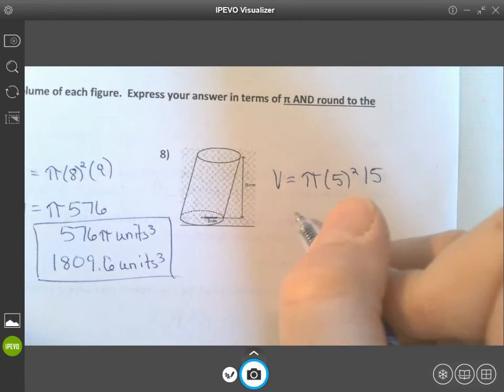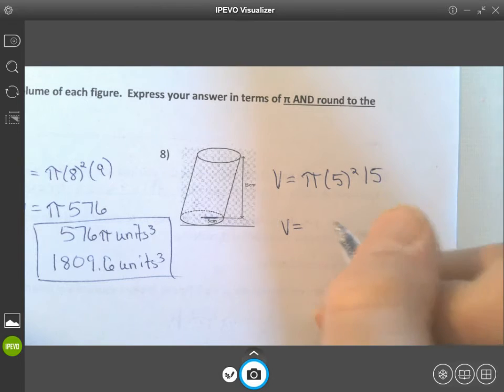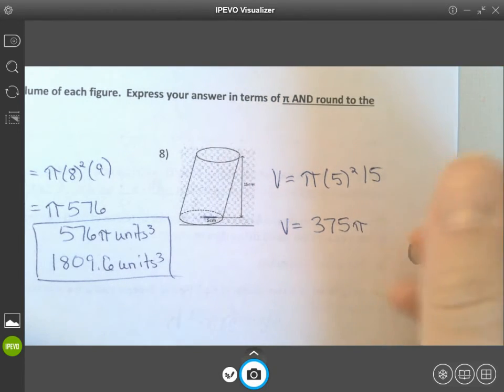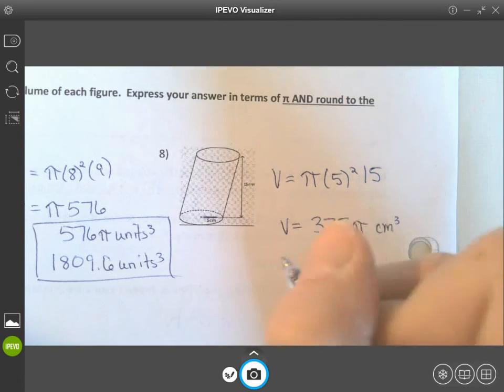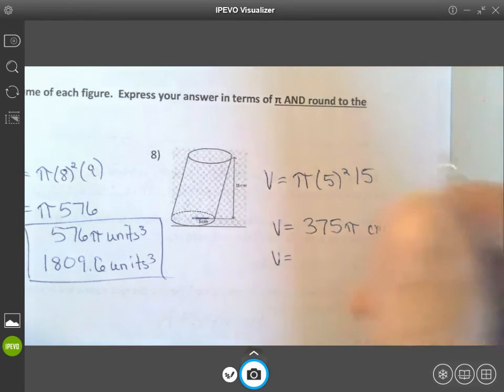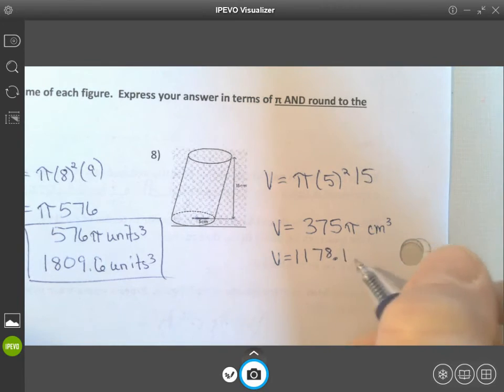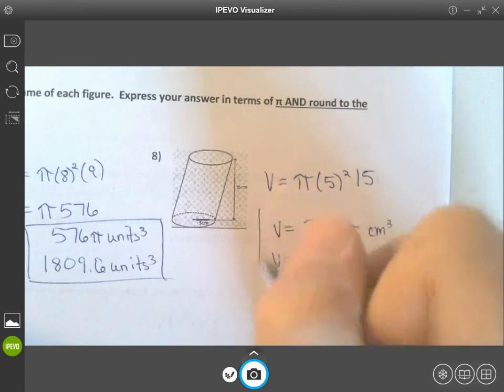All right, throw that in the calculator. What is the exact volume? See if we agree. 375 pi. Yep, and what will we label this one? It does say centimeters, so centimeters cubed. What is the approximate volume? Type in 375 pi. 1,178.1 centimeters cubed.